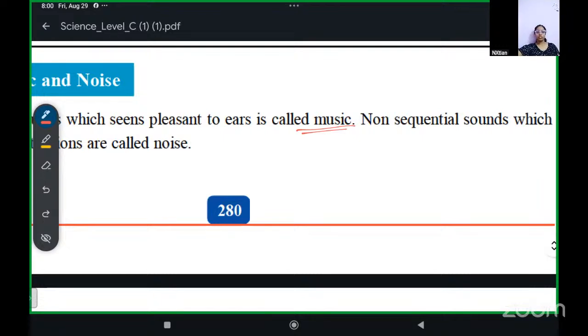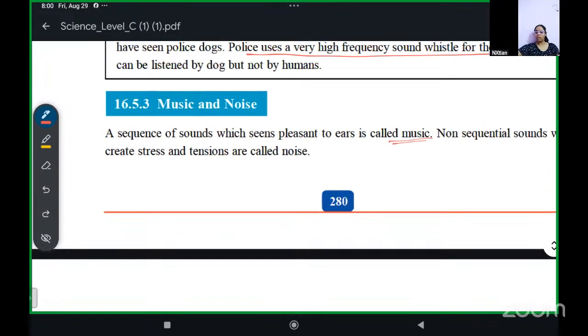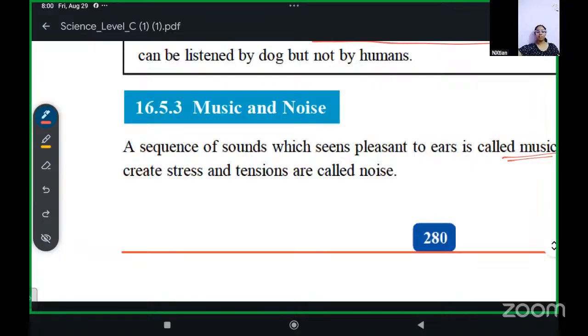Yes, Abraham, because of taste. Another person might not like that music because of their taste. But usually, music is arranged in a pattern, in a sequence. It is true that different people like different music, because everybody has different tastes. But the sounds which are totally non-sequential and unpleasant to hear, very loud, will hurt our ears and may create stress and tension. They are known as noise.